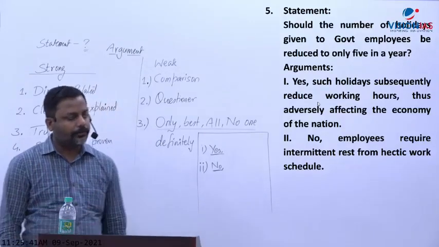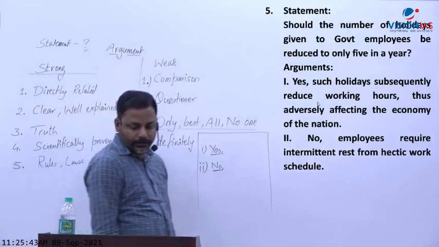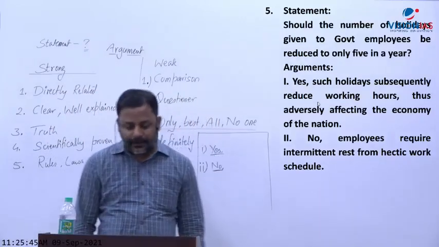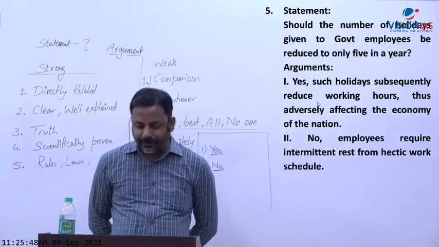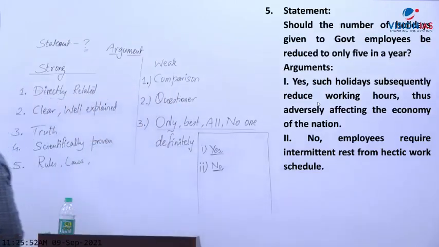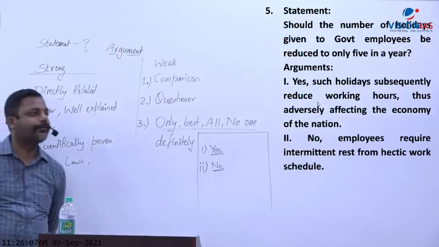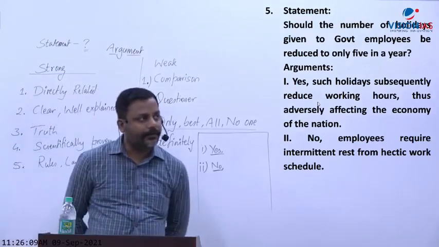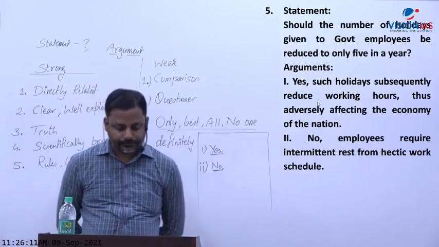Now come to question number 5, statement 5. Should the number of holidays given to the government employee be reduced to only 5 in a year? Argument first is yes, such holidays subsequently reduce working hours, thus adversely affecting the economy of the nation. And second is, no, employees require intermittent rest from hectic work schedule.